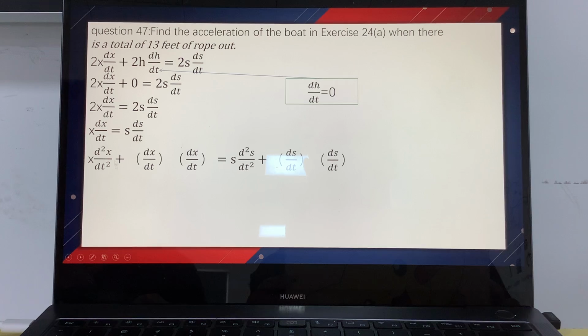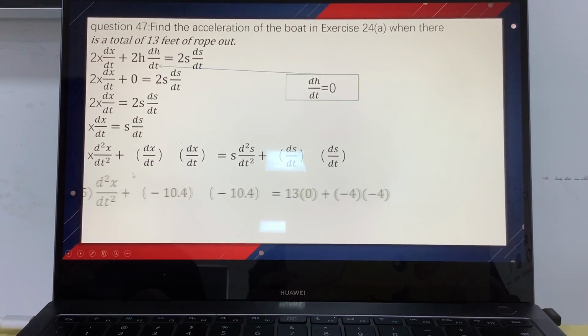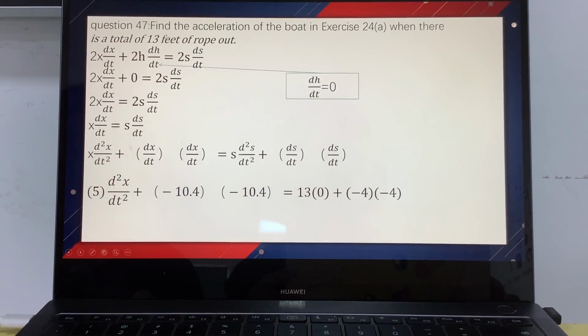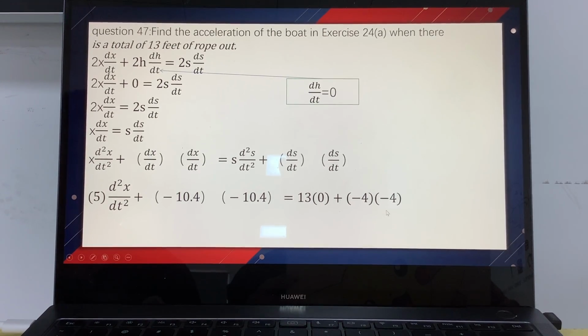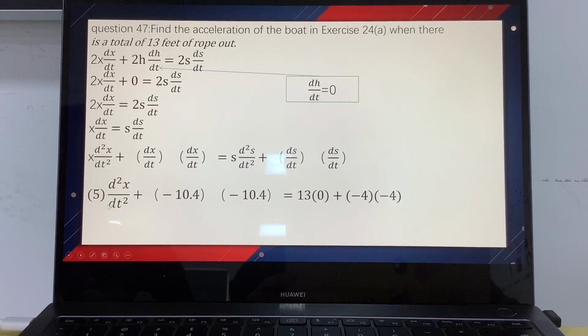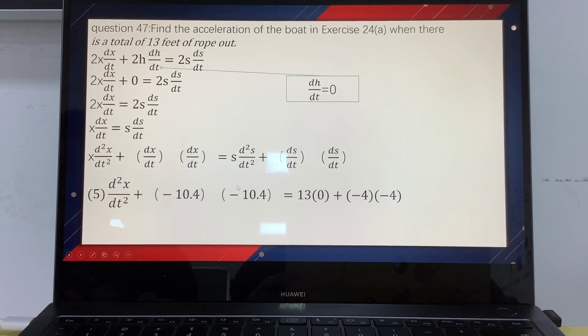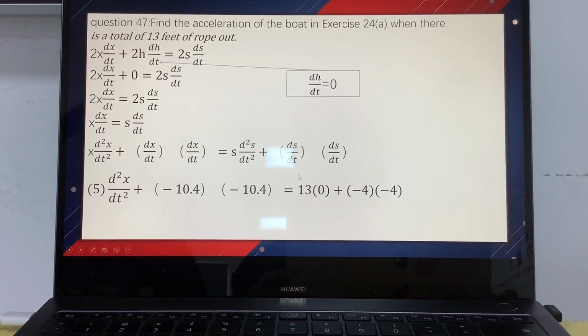And then we just need to differentiate each of them because they are the same. And we can just replace each number into it, 5 into x. So we can get the equation 5 multiplied by d squared x over dt squared plus negative 10.4 multiplied by negative 10.4 equals 13 multiplied by 0 plus negative 4 multiplied by negative 4.